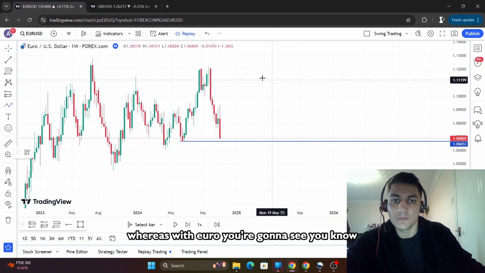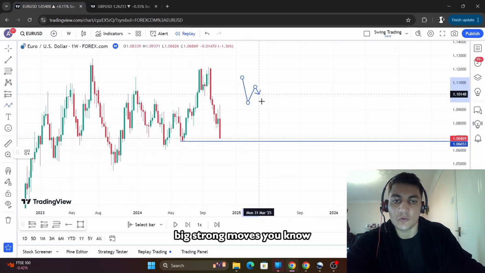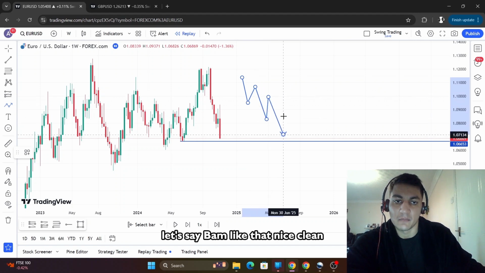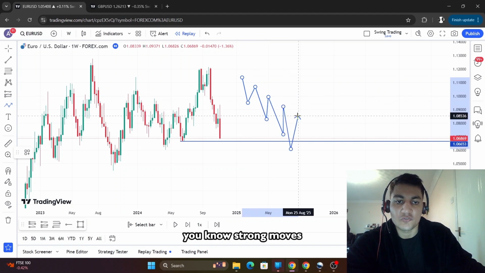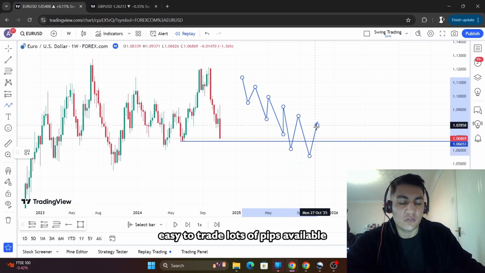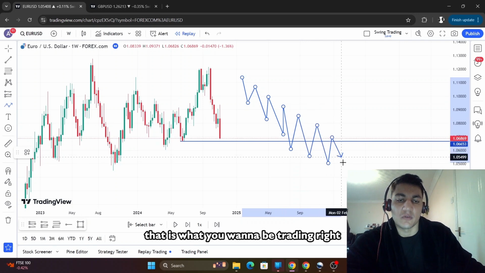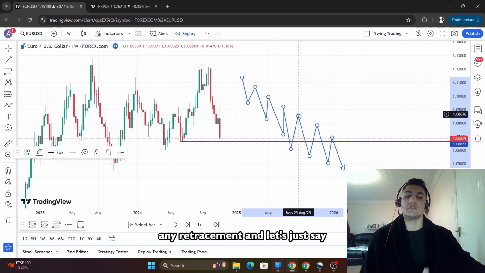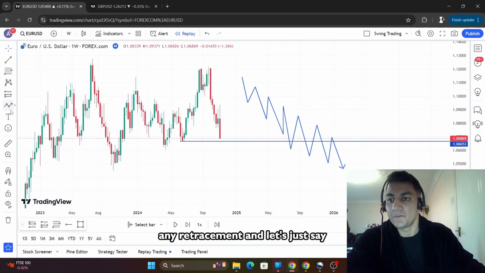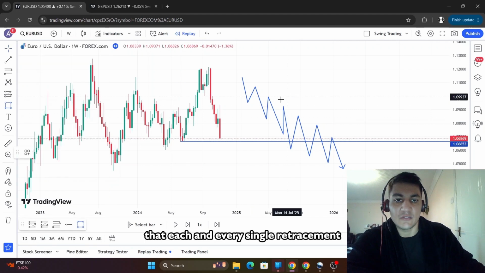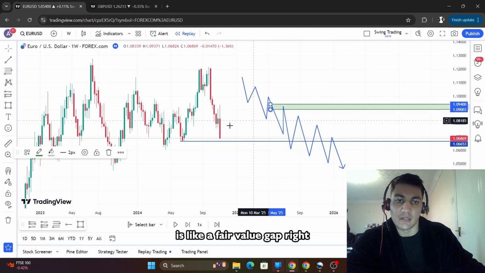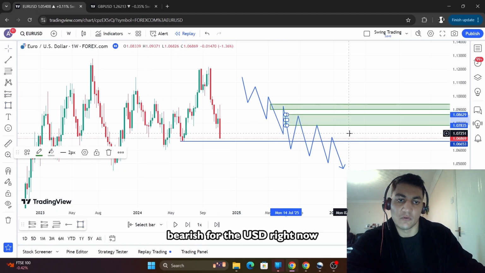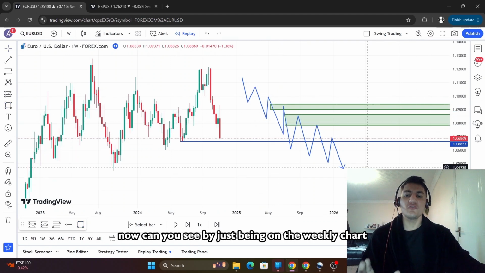Whereas with Euro, you're going to see big, strong moves. It's going to be hard to get a retracement. Here could be a fair value gap, let's say, bam, like that. Nice, clean, strong moves, easy to trade, lots of pips available. That is what you want to be trading, right? The easy currency. It's so obvious where it wants to go. Let's just say, for example's sake, that each and every single retracement is a fair value gap, right? Fair value gap there, fair value gap here, right? Bearish fair value gap that you can enter. Nice and easy sales.